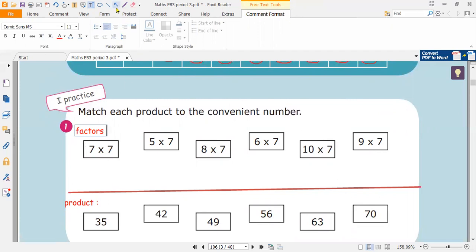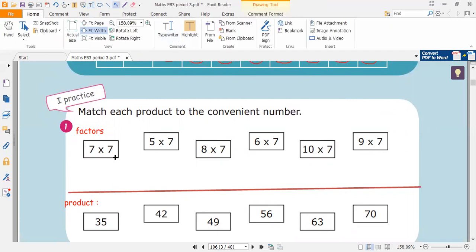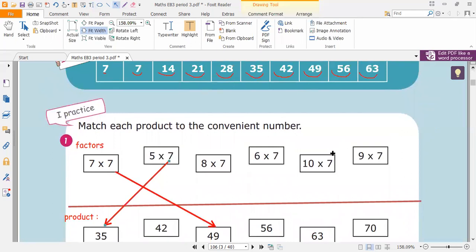Now 7 times 7 is what? It's 49. So I'm going to make an arrow to 49. So 7 times 7 are factors, 49 is a product. 5 times 7 is 35. This is the product of 5 times 7. Now, what is the product of 8 times 7? 8 times 7 is 56. Now, look at this. 6 times 7 is 42. 10 times 7 is 70. And 9 times 7 is 63.